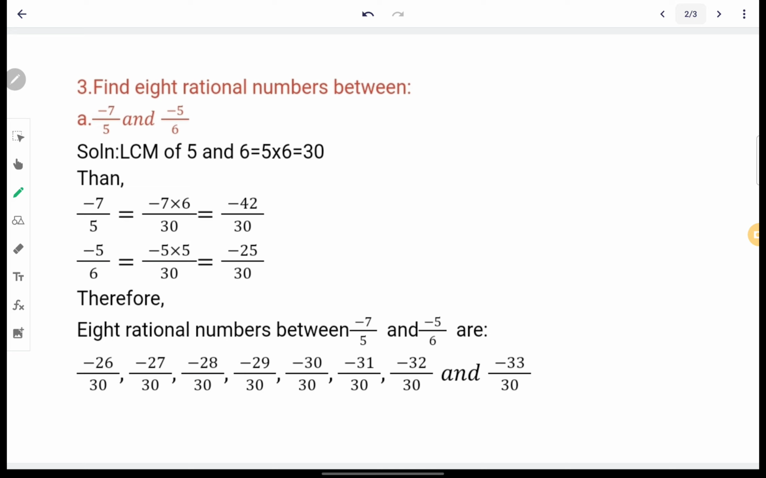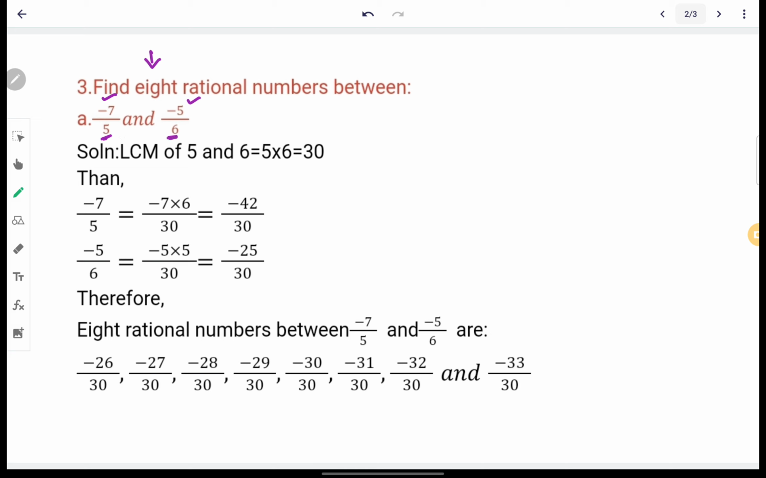All right, question number 3. So now you can see here that we're supposed to find 8 rational numbers. Okay, but here there's a little change, so I'll explain it to you. So when you look at this question, have a look at the rational numbers and their denominators. The first rational number is what? Minus 7 by 5, and the other is minus 5 by 6. But when you look at the denominator, you can see that they are different, right?